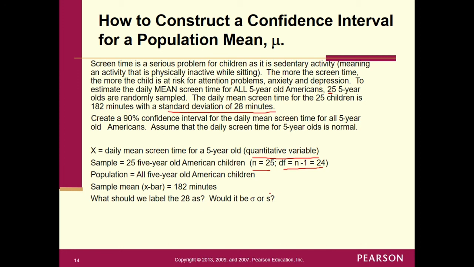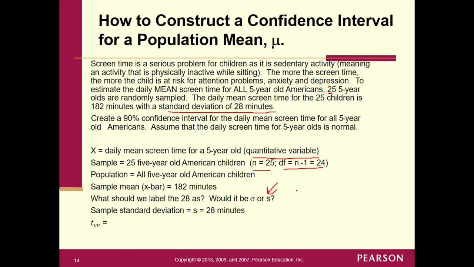We're going to use S. Well, remember, sigma is the population standard deviation. And this standard deviation looks like it came from a sample, right? And so what do we got here? We got good old S. All right, so the sample standard deviation is equal to 28.